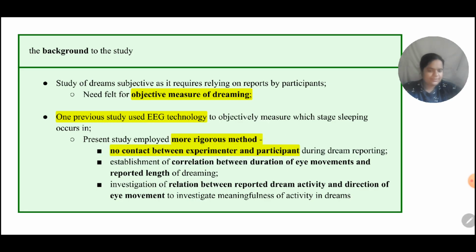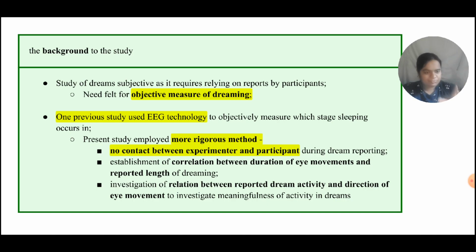Firstly, they made sure that whenever they were going to ask participants about dreaming, there would be no contact between them and the participant. See, it is their objective, or their long-term goal, to have an objective measure of dreaming. As of now, they don't have it. When they are conducting the study, they are still establishing it.